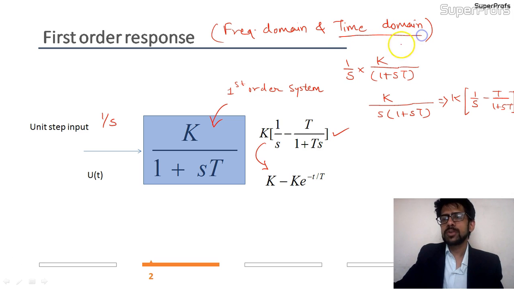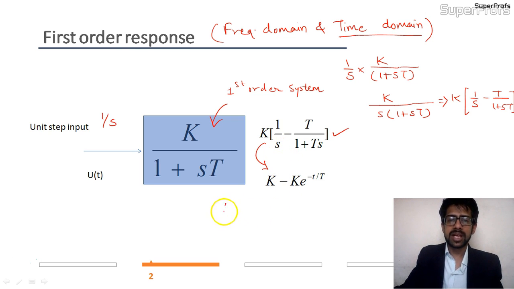Why are we interested in time domain response? Because then we'll be able to plot the graph of this particular time domain response. As we can already see, we have the frequency domain output, which is K into (1/s minus T/(1 plus Ts)). Now if we convert this Laplace transform again into time domain, we will get K into the time domain transformation of 1 by s, which is nothing but u(t).